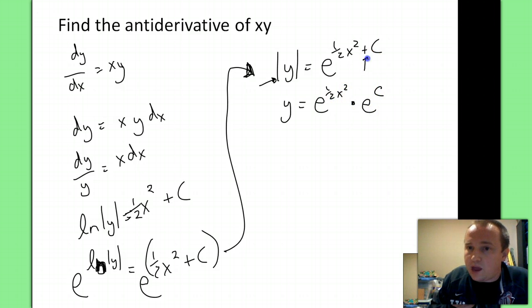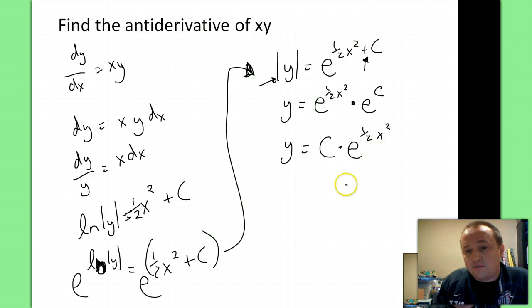Because when you have a base and you are adding the powers, that means you multiplied the bases. So I have e to the 1/2 x squared times e to the c. Well, instead of writing it as e to the c, I'm just going to write it as c. So it's c times e to the 1/2 x squared. And then if they gave you an initial condition, you could then plug that in.